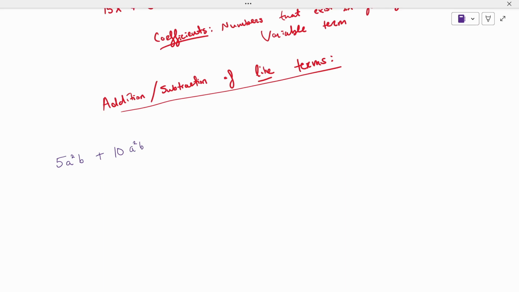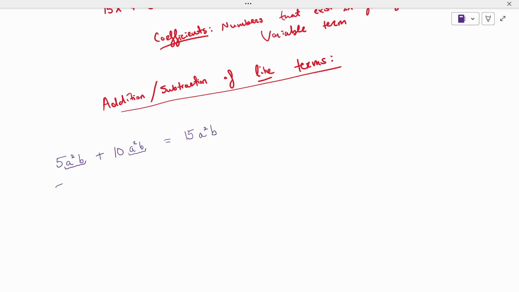And the only thing that really is important when it comes to addition or subtraction of polynomials is whether or not the variables and the degree are exactly the same. So you've got an a squared and a b. The b is raised to the first power. The a squared is raised to the second power. So you would say that in this instance, these are like terms. And as a consequence, we can go ahead and add 5 plus 10 together, and we get 15a squared b.